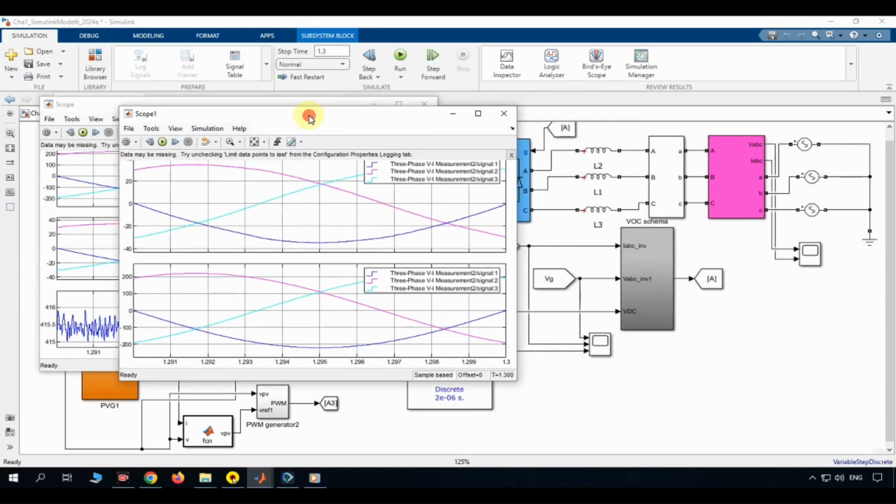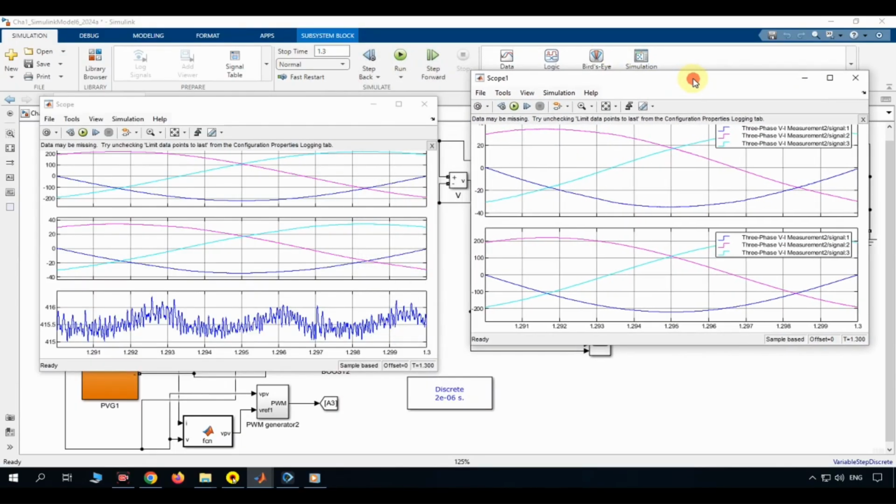Now, let's examine Scope 2, shown on the right. The upper graph displays the three-phase grid currents. Again, we observe three balanced sinusoidal currents with equal amplitudes and a phase displacement of 120 degrees. The absence of distortion indicates that the inverter injects clean electrical current into the utility grid.